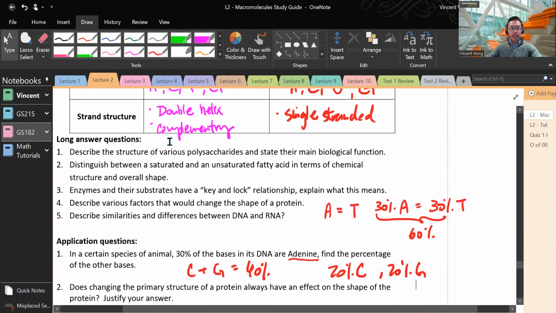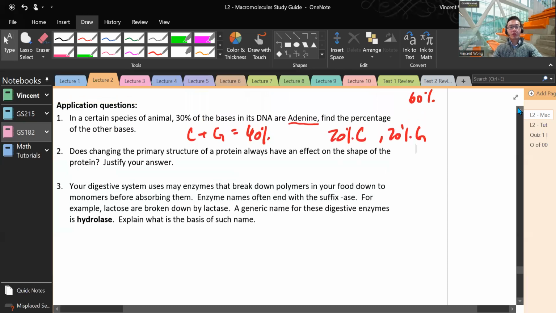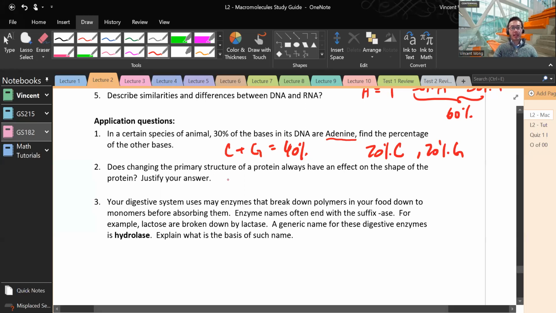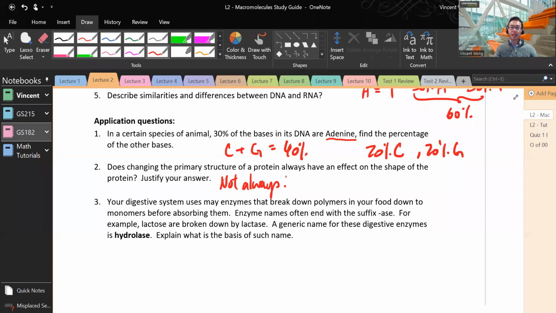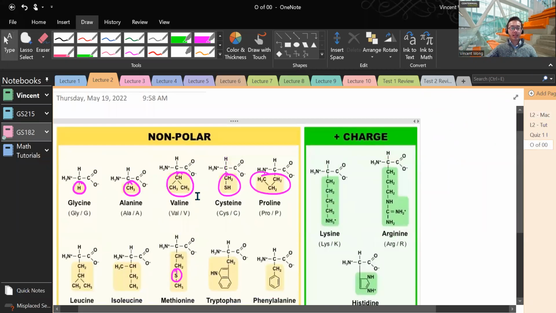All right. Next question. Does changing the primary structure of a protein always have an effect on the shape of the protein? Justify your answer. Okay. So not always. The answer is not always. It depends on what changes were made. Sometimes, remember, we have 20 amino acids, right? Here are the 20 amino acids.